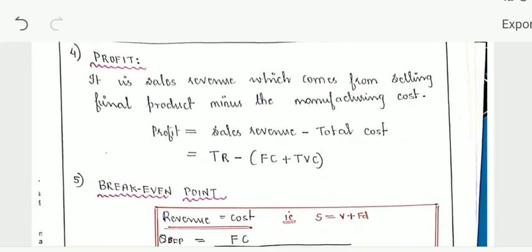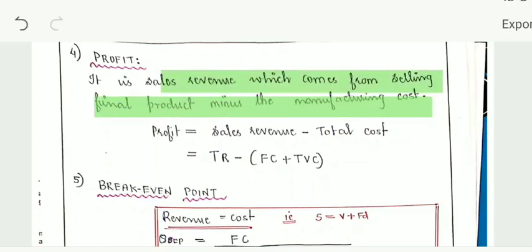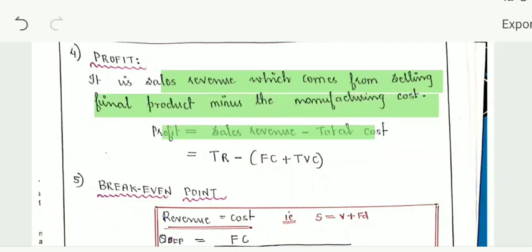Now we'll see what you mean by profit. You have seen the profit and loss concept since we were in school, right? So what is profit? It is the sales revenue which comes from selling the final product minus the manufacturing cost. So the profit will be equal to the sales revenue minus the total cost, that is, the sales revenue minus the fixed cost plus the total variable cost of that particular time.